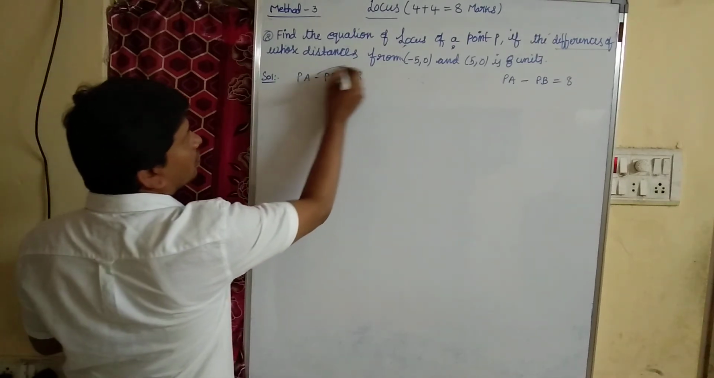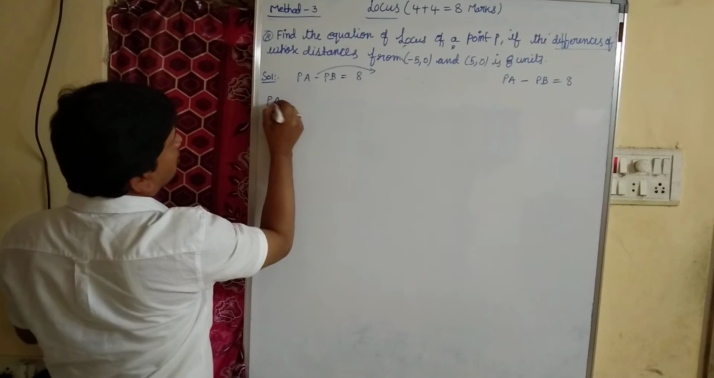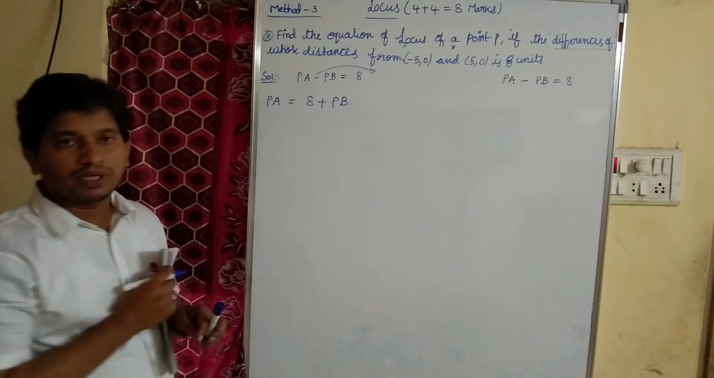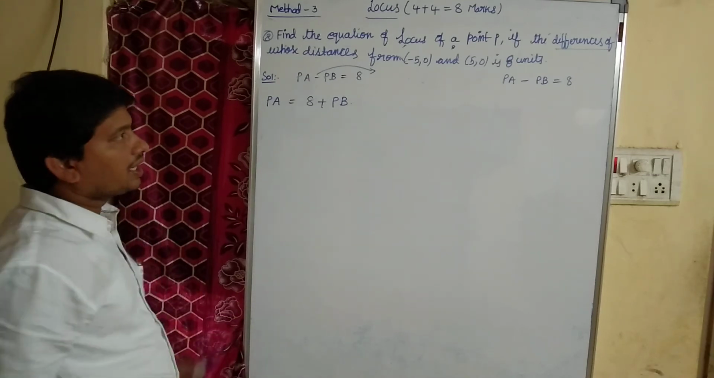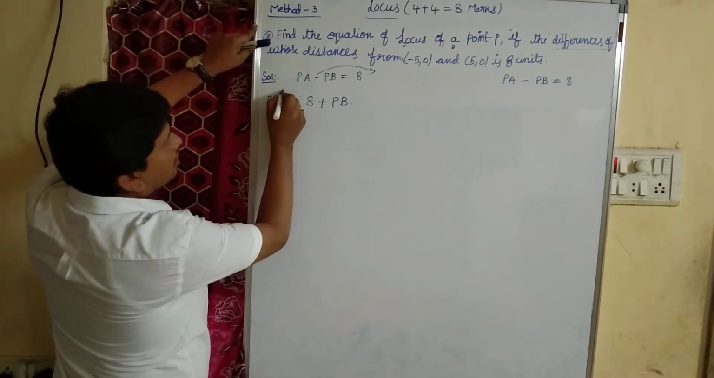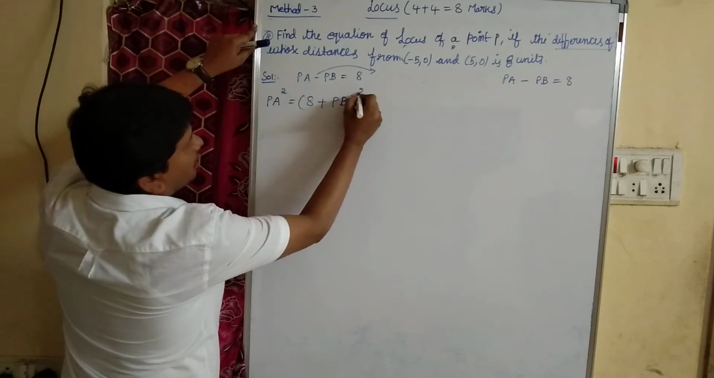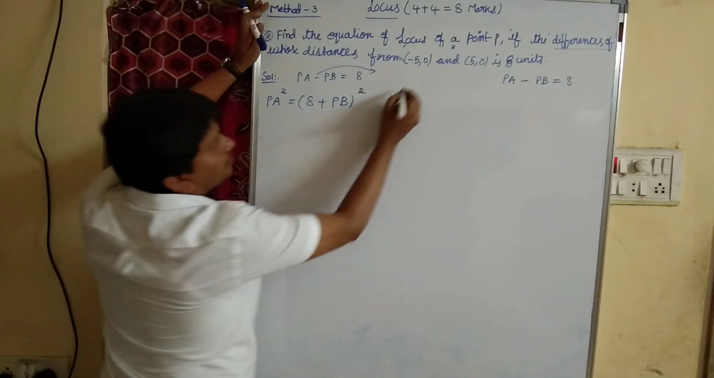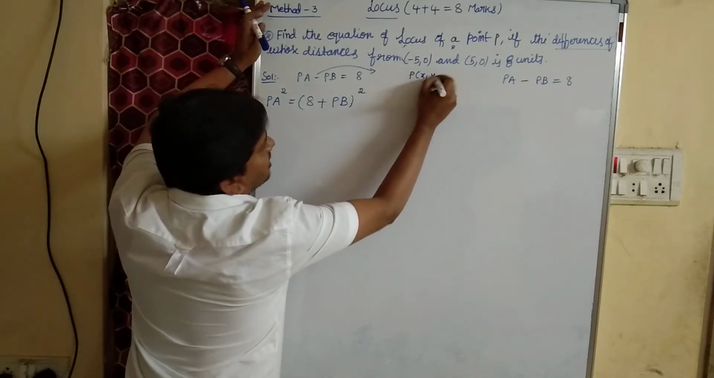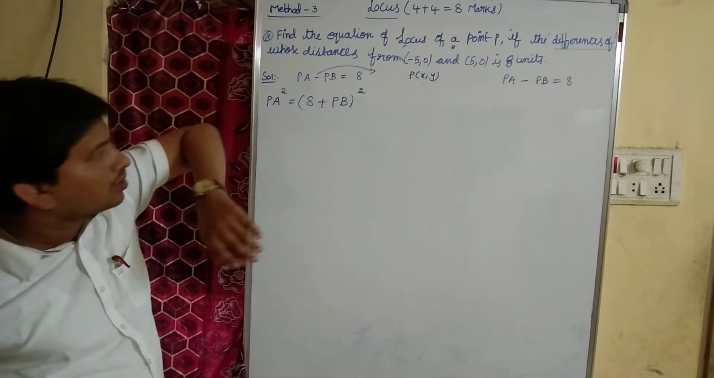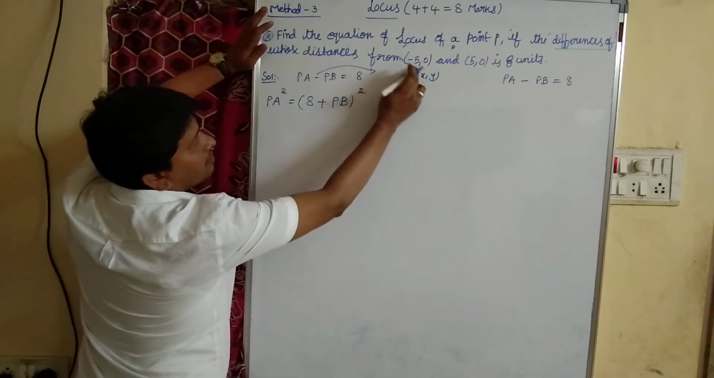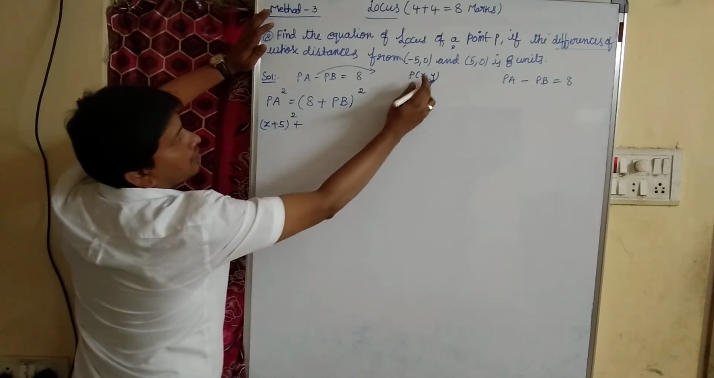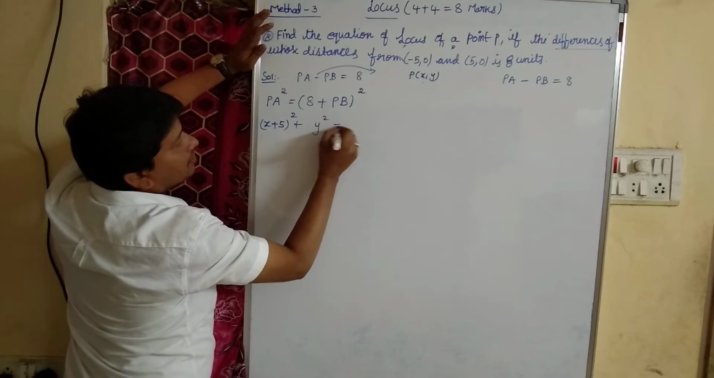So what do we have to do? We have to transpose: PA equals 8 plus PB. Right? PA square equals (8 plus PB) whole square. So the distance between P and A, with P as (x, y), right? So x minus into minus plus, this becomes (x plus 5) whole square plus (y minus 0), y square.